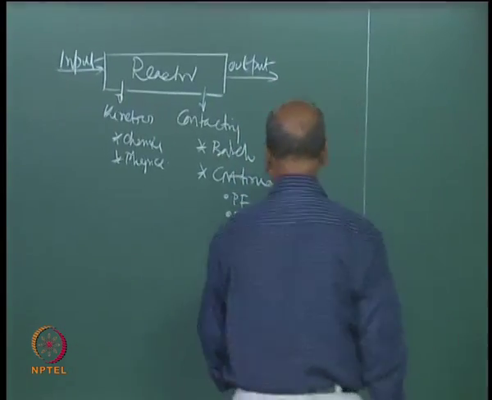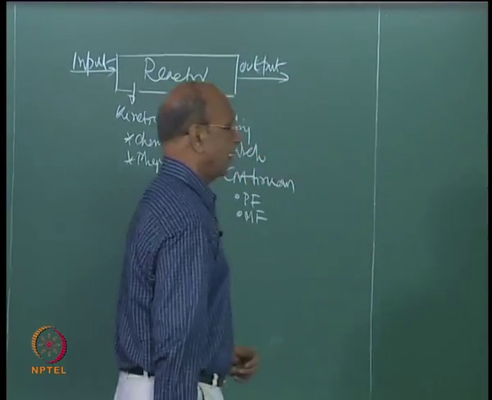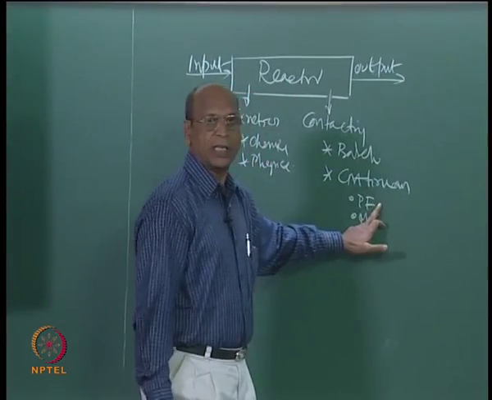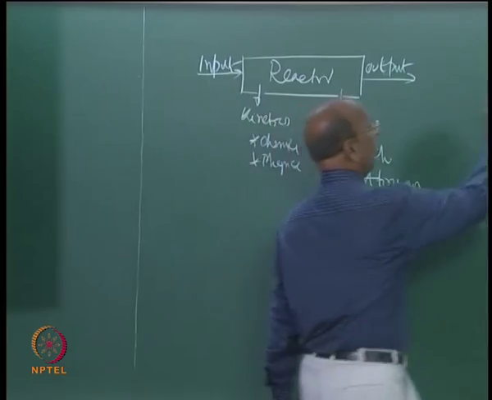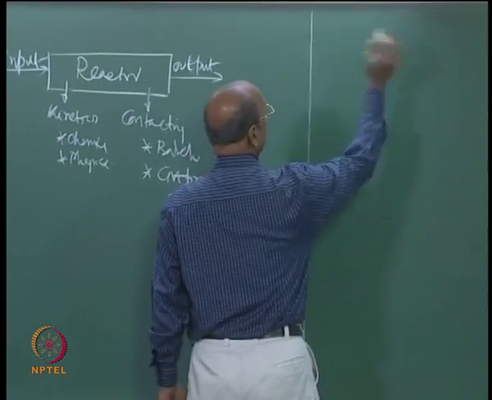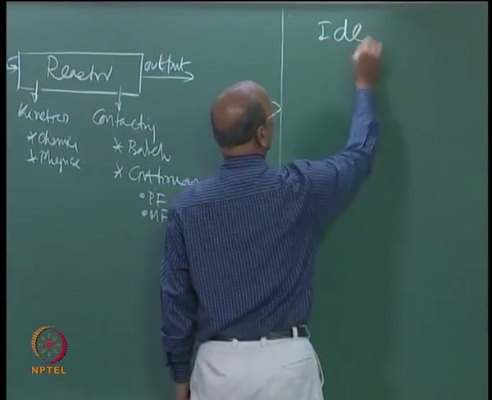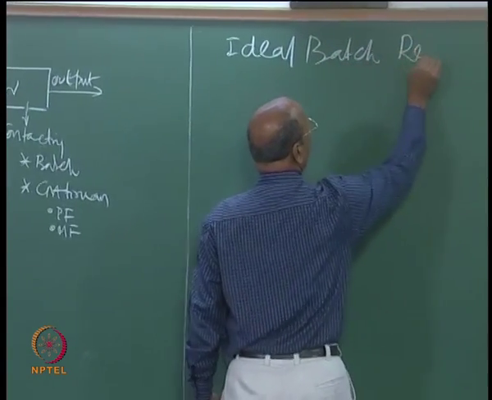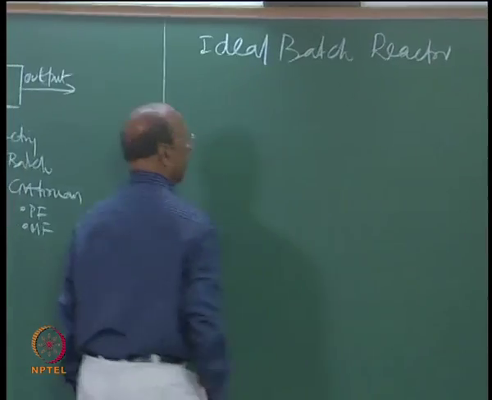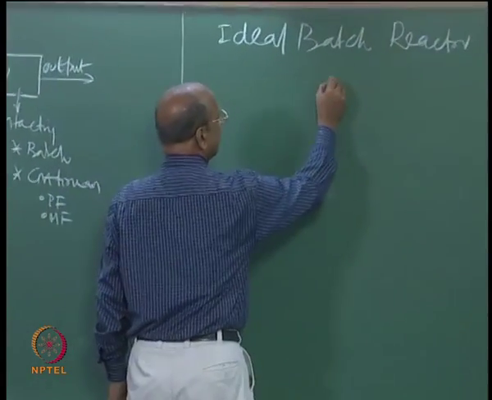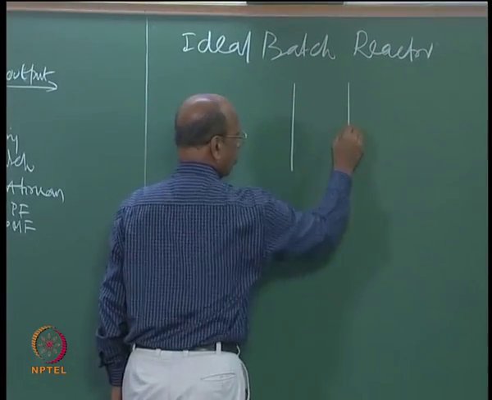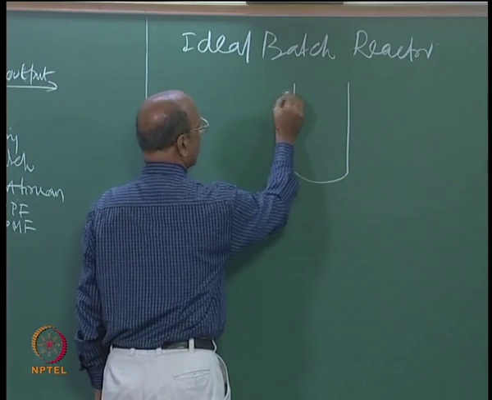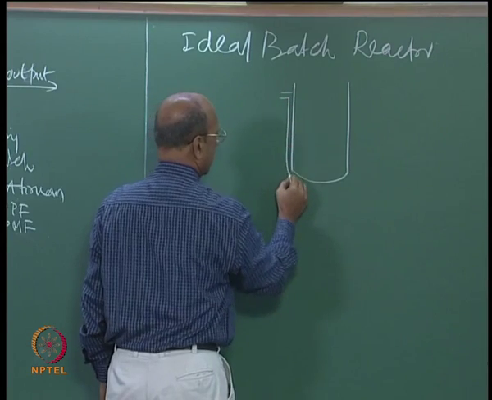Now let us start by deriving first the batch reactor. Let us take the batch reactor, and afterwards we will take continuous reactors. So, we are now discussing the derivation of the ideal batch reactor. You know very well that batch reactors in our textbooks are normally drawn something like this. There will be a jacket.